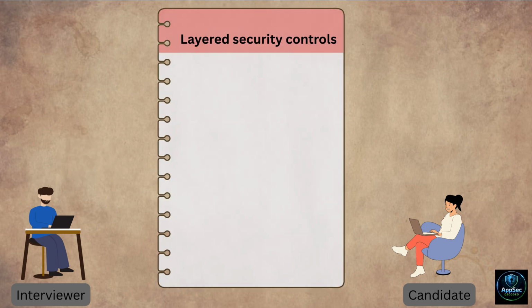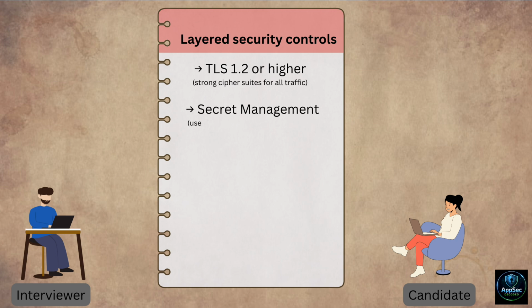Yes. First is transport security. We enforce TLS 1.2 or higher, using strong cipher suites for all traffic, both internal between microservices and external. Then, secrets management. We will never hard-code API keys. We use a cloud secrets manager or vault, and the payment service accesses it using an IAM role, managed identity, following the principle of least privilege.